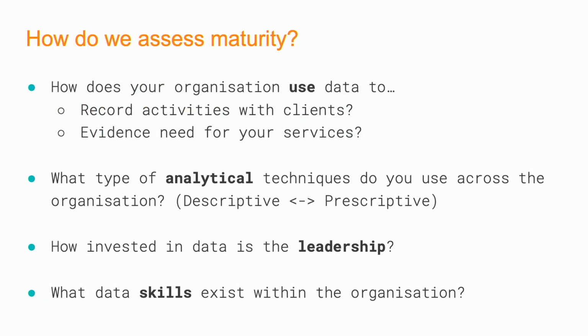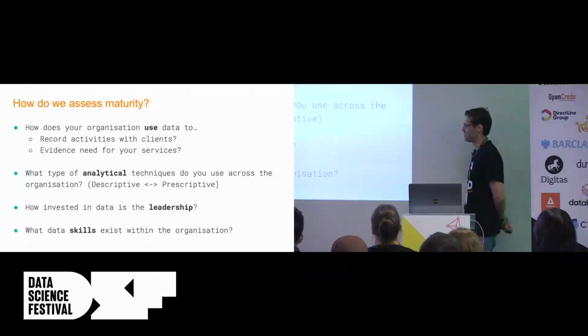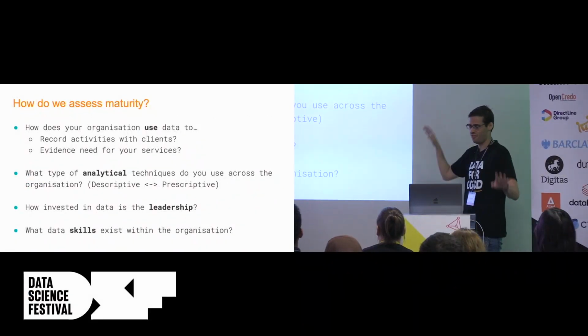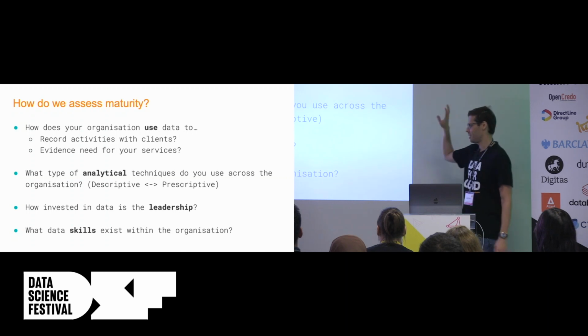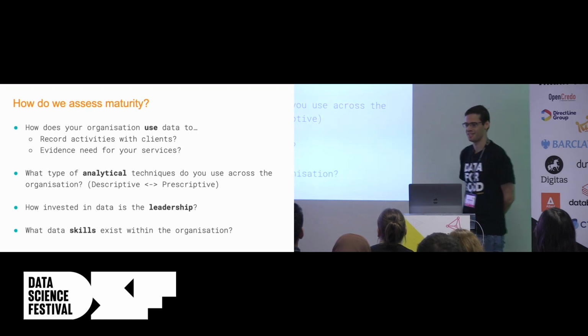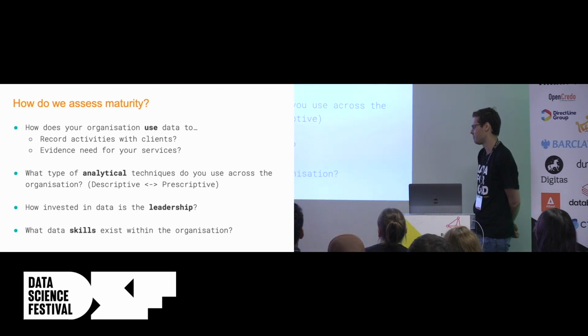And for the questions that we ask to assess that, we usually have a call with the charity. We put 2 volunteers to have a chat with the people in the charity, and then we ask: do you use data to record activities? Do you use data to evidence the need for your services? Do you use data to forecast what's going to happen in the future? That gives us an idea of where they are in terms of data maturity. And then what type of analytical techniques? And then, really important, how invested in data is the leadership. We have various charities, from those where the senior leadership is a data enthusiast to those where the senior leadership doesn't see the value of data. So there are different types of engagements for different levels of data maturity in terms of leadership. And then what data skills exist within the organization.